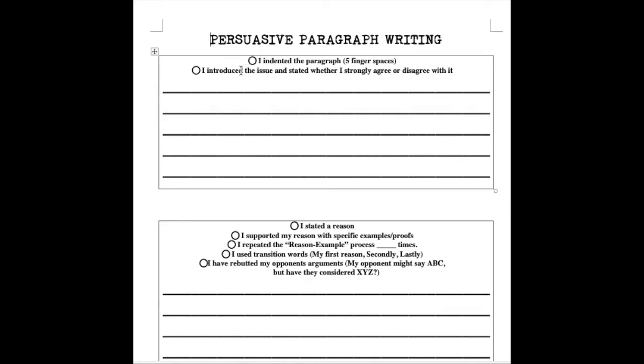There are success criteria checkboxes to remind you to indent the topic sentence of your paragraph 5 finger spaces, and to remind you to introduce the issue right away and state whether you strongly agree or disagree with it. Within the body of your paragraph, you want to state a reason. You want to support that reason with specific examples and proofs, and repeat that reason example process as many times as possible. Transition words will create flow, and of course you want to rebut your opponent's arguments after anticipating them.